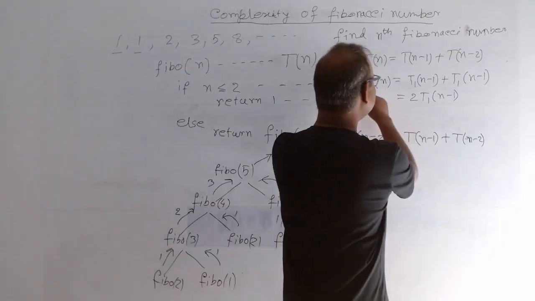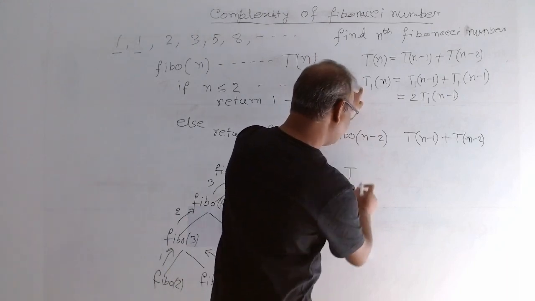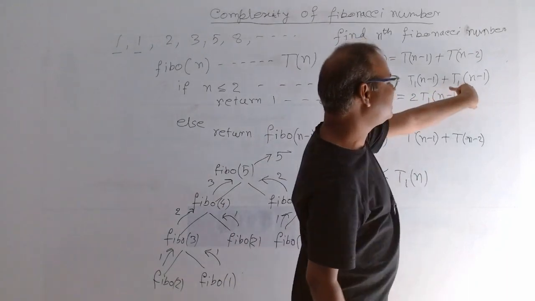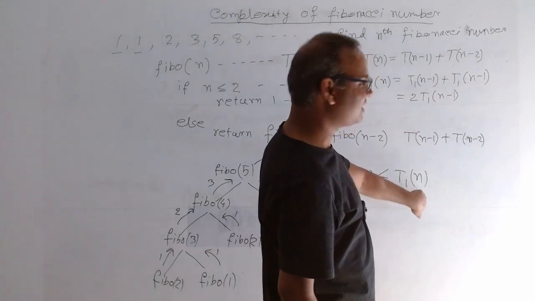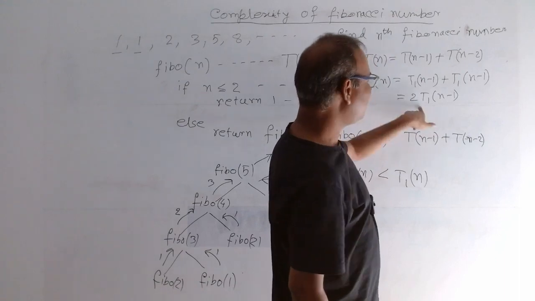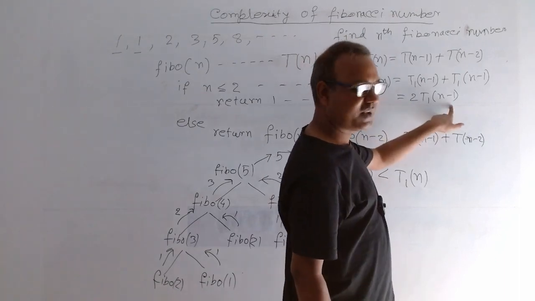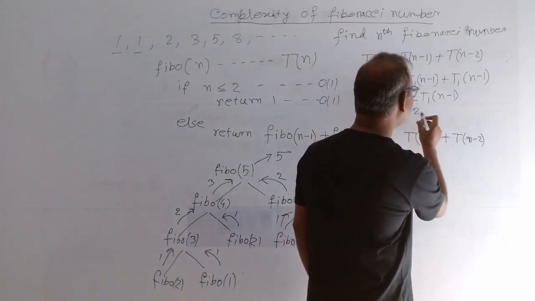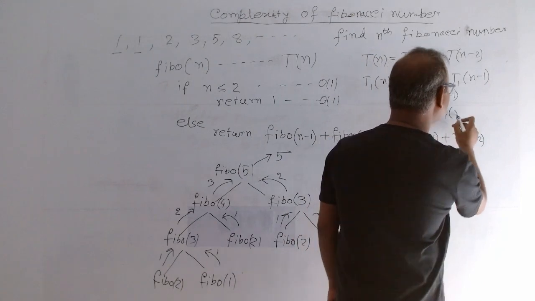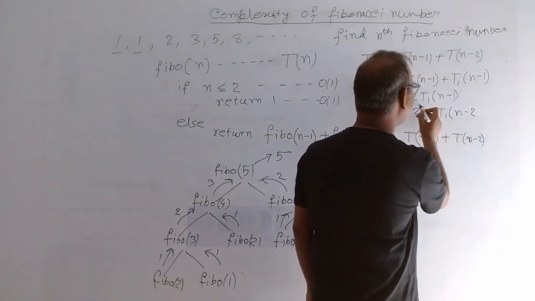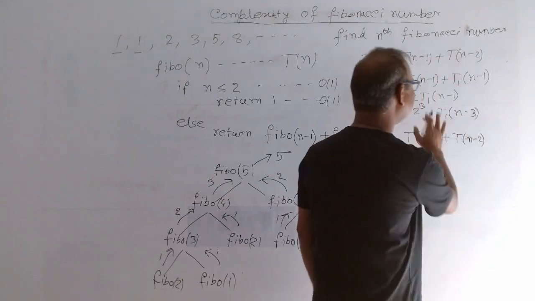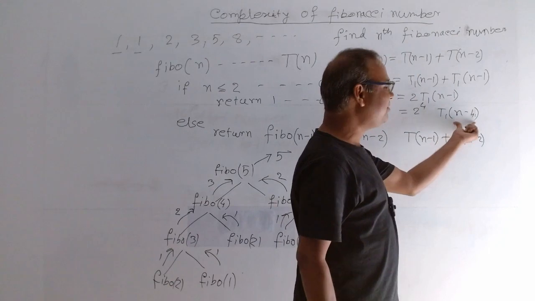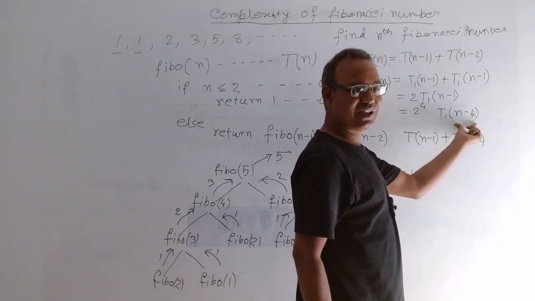So which one has more complexity? This one has more complexity. So we can write T(n) less than T1(n), because the right side is bigger, so T1(n) has more complexity. Now solve T1(n). How can you solve it? T1(n) equal to 2T1(n-1). You can see the variable size is decreasing by 1 in every step. So if I write this equal to 2 into 2T1(n-2), then I can add one more 2 and one more decrement, one more 2, one more decrement. When this reaches 1 or 2, we already know the value of Fibonacci 1, which is 1.